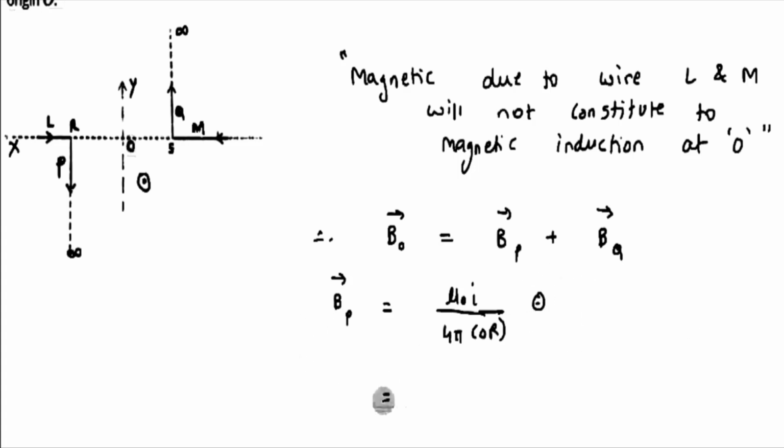If we simplify it further, we can write mu naught by 4 pi as 10 raised to minus 7, into I, which is given as 10, divided by OR. OR has been given as 0.02, and this comes out to be 5 into 10 raised to minus 5, and the direction is outward. So this is the magnetic field due to wire P we are getting.